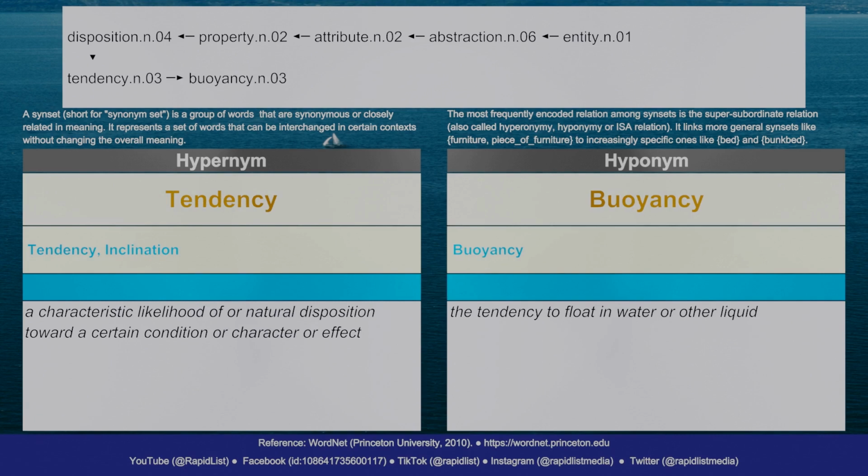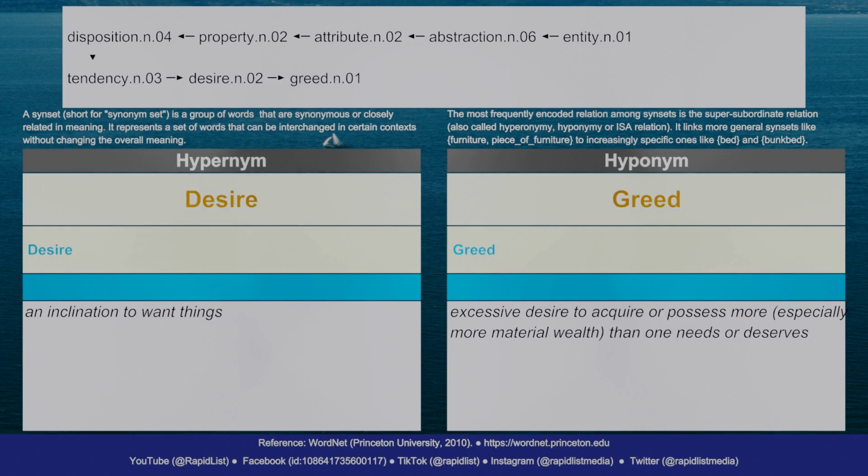Buoyancy. The tendency to float in water or other liquid. Desire. An inclination to want things. A man of many desires. Greed. Excessive desire to acquire or possess more, especially more material wealth, than one needs or deserves.